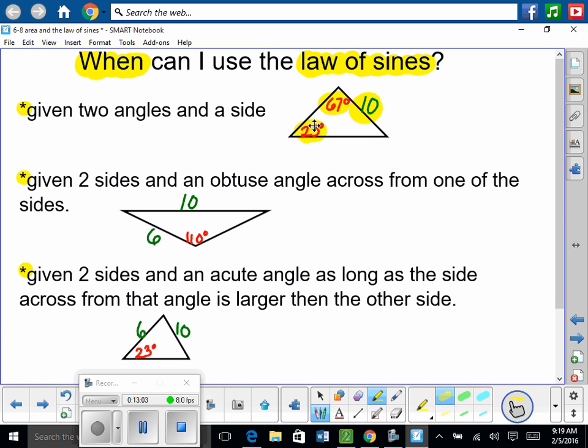So you can use the law of sines given any 2 angles and one side. Now, isn't it easy to find the 3rd angle of this triangle? You just do 180 minus that angle, right? So then you could use the law of sines.